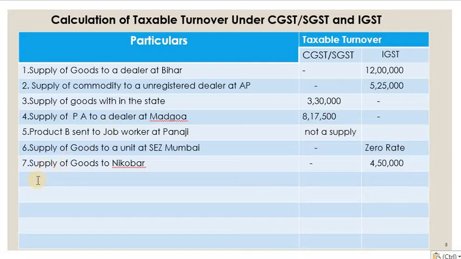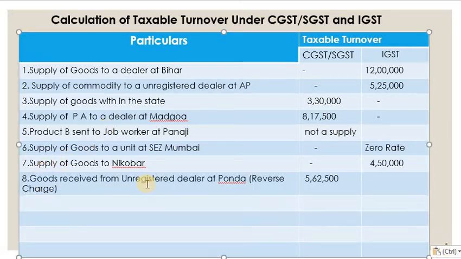So let's write that amount and transaction. I have written here: goods received from unregistered dealer at Ponda, reverse charge. Under the CGST and SGST column, because it is an intrastate transaction, 5,62,500. Here it is nil.